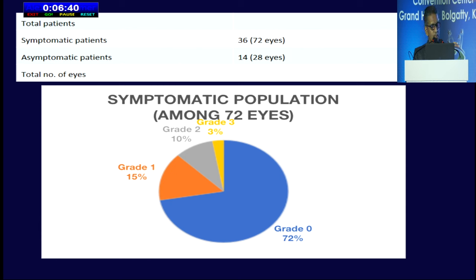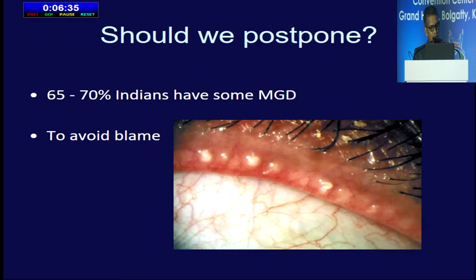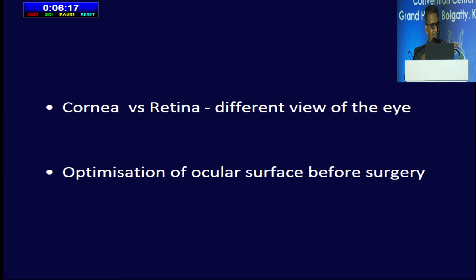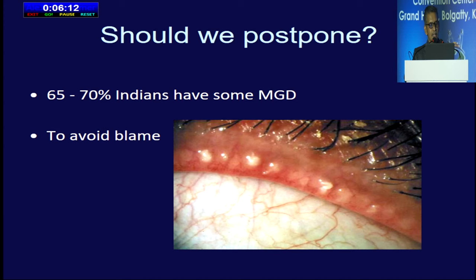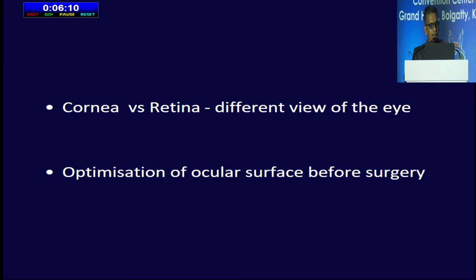I'm not saying that meibomian gland disease is non-existent. It is definitely there. And the various new treatments definitely give a good response to it. But the thing is, it is definitely overhyped. If you look at some of the population-based studies, we know that around 65 to 70% of Indians have MGD. So it's important for any surgeon to look at this carefully. And if you have a disease like this, obviously it has to be treated. If it's a mild MGD, you can carry on with the surgical procedure.